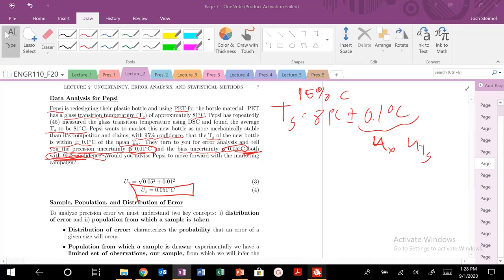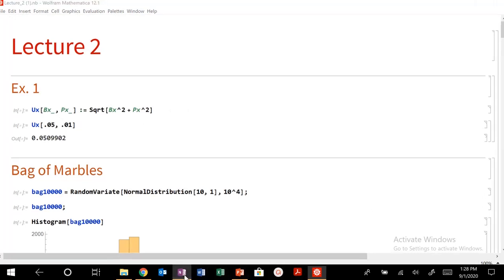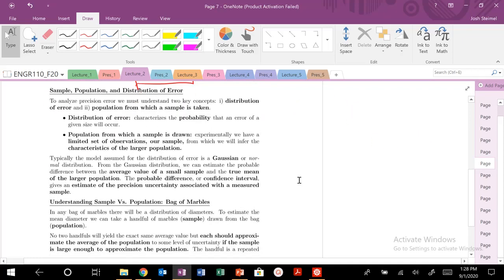So we can move forward with that expression, and you can double check your answer in Mathematica right there. But we can go ahead and move forward with this marketing campaign. So you will not get an example that easy in class, but just to start you off with something relatively simple and straightforward.